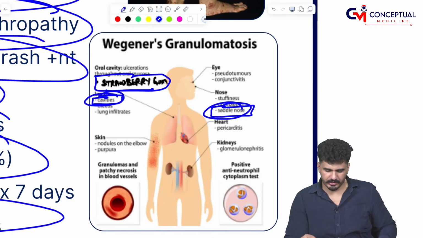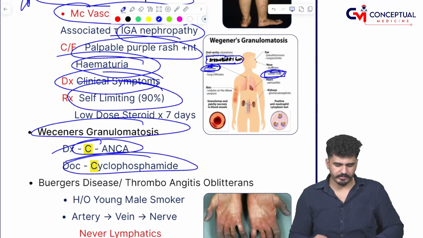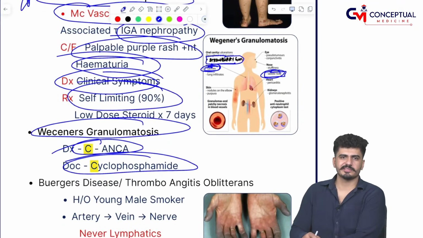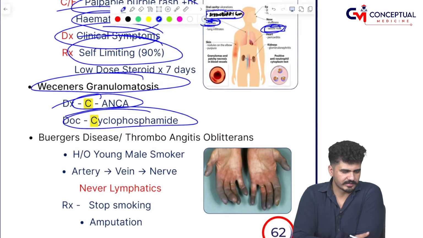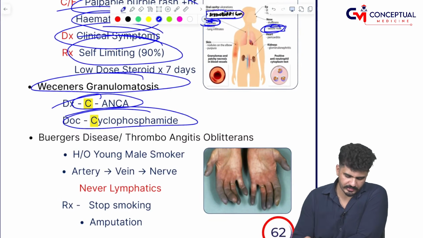These are the typical features. You are going to talk about granulomatosis with polyangiitis. Diagnosis is c-ANCA and treatment is cyclophosphamide. Treatment is what, sir? Cyclophosphamide.